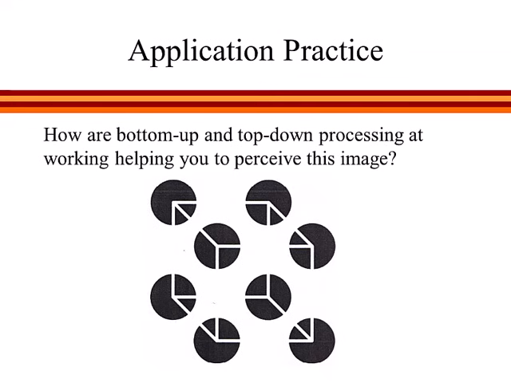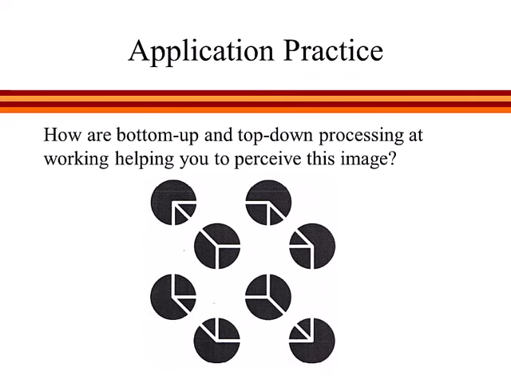Let's pause for an application practice question. Take a look at this image. Can you identify how both bottom-up and top-down processing are at work? First, bottom-up processing takes the literal data of this image, which is composed of 8 black circles with white lines inside of them. But did you also see the white box?